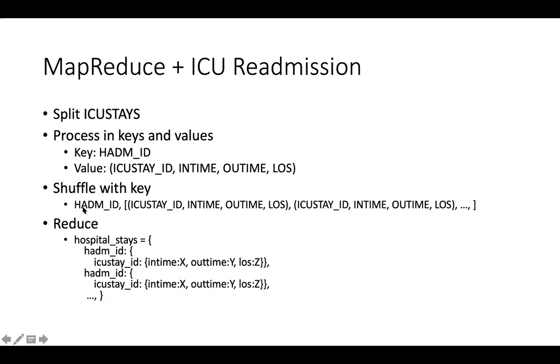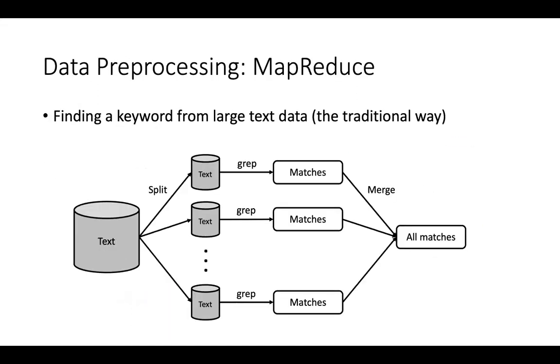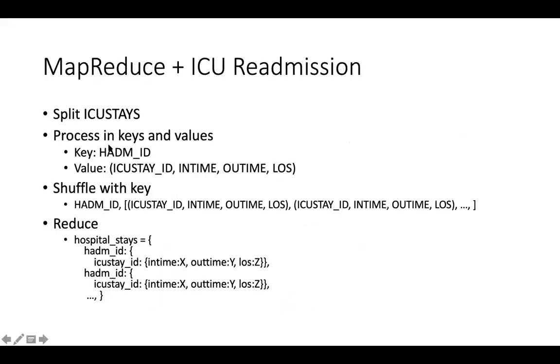So the keys would be the HADM ID, because you need to actually, oh, we don't have it here, I'm sorry. You have to use the hospital admission IDs as the key, because you need to group individual ICU stays with the corresponding hospital admission keys, so you can sort by the in time and then label which becomes readmission positive and which becomes readmission negative. So the HADM ID becomes the key, and the values become ICU stay ID, in time, out time, LOS. These are the three features that we can extract from the ICU stays table. And then you shuffle with key.